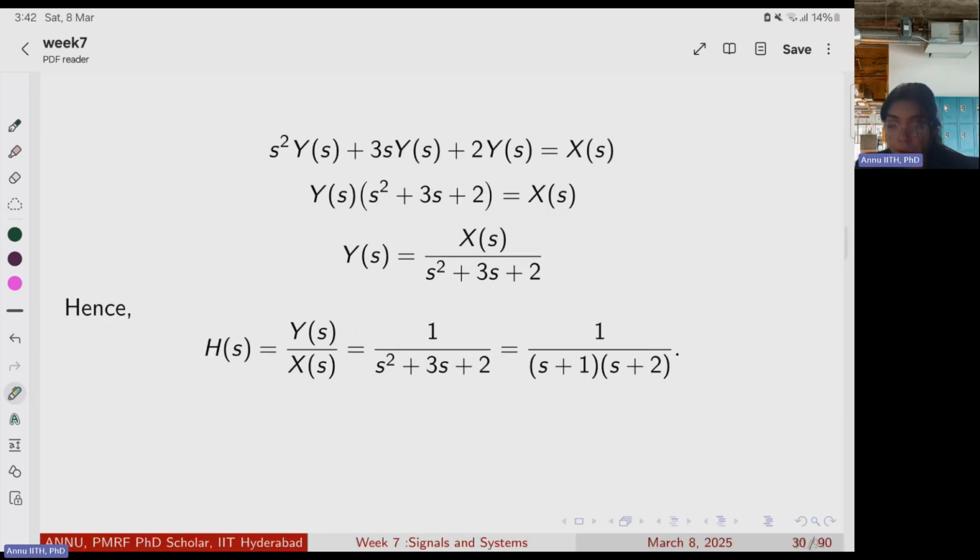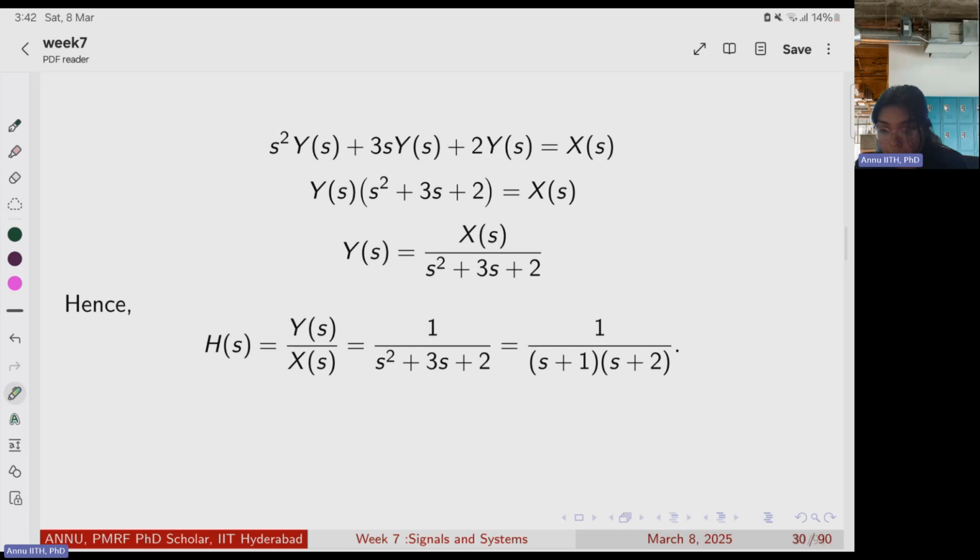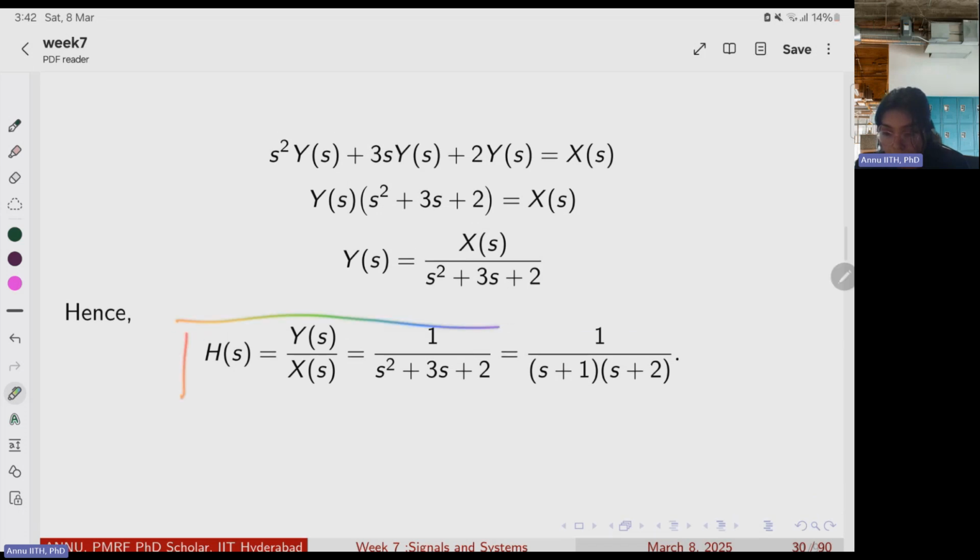So I hope you all have got the expression, and this was the step response. So H(s) is equal to 1 upon (s plus 1) times (s plus 2).